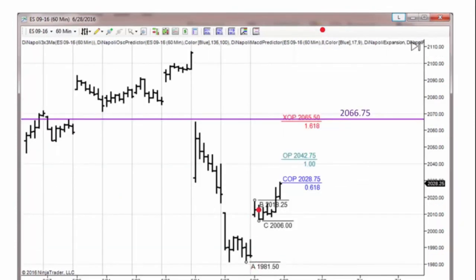If you calculate an A, B, C, we have a COP, OP, and an XOP. Now, this market, given the thrust down, should have stopped at the point 382 and either the COP or the OP. There's no way we should come up to the XOP. However, sometimes markets behave in ways that we don't understand.